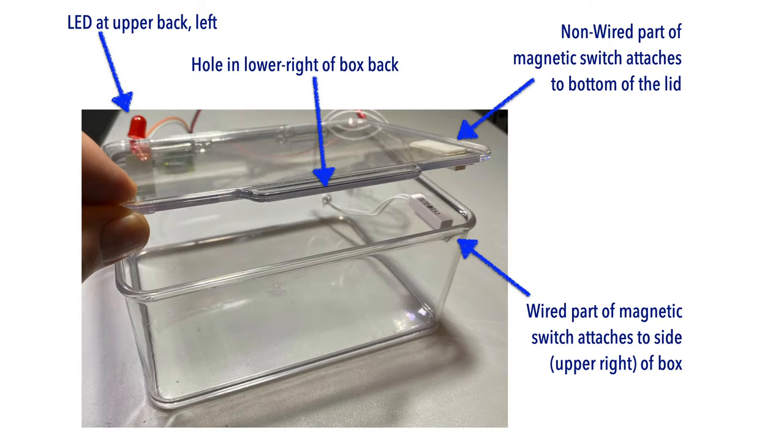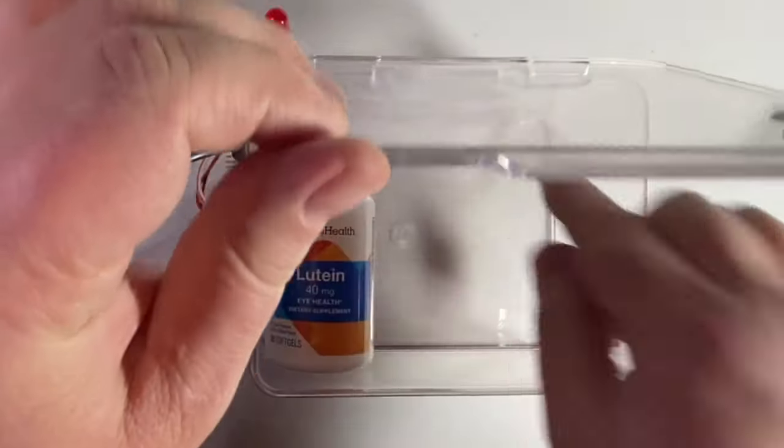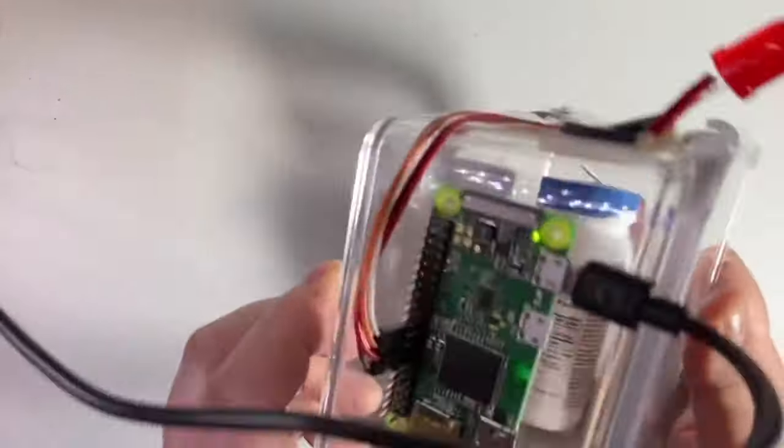Now here's a look at what the box build will look like. I'm going to drill a hole in the lower right-hand corner of the back of the box. Then I'm going to run two wires from my magnetic switch out this hole, and the rest of the wiring, the LED, the jumper wires, and the Pi, will be out the back and the side of the box.